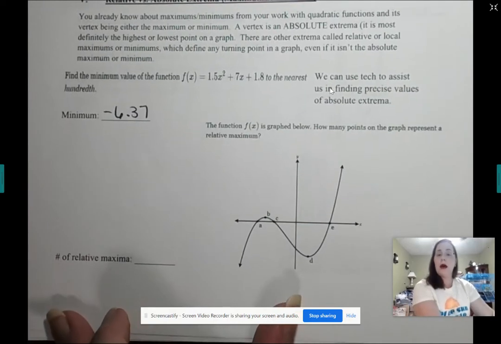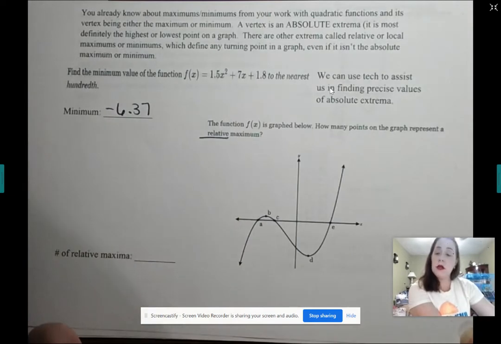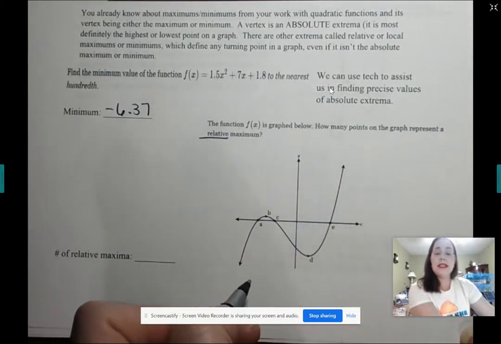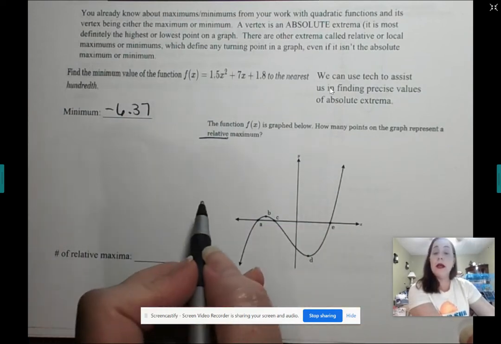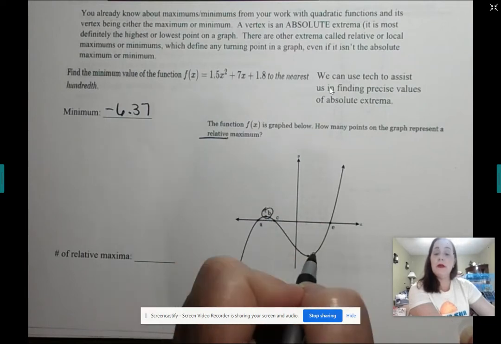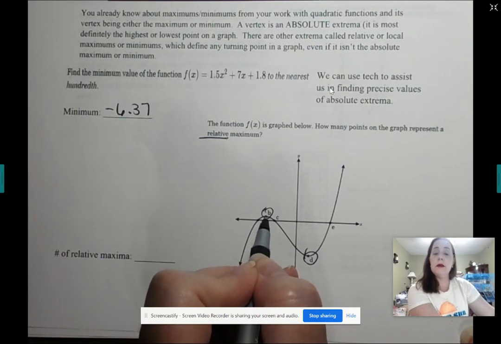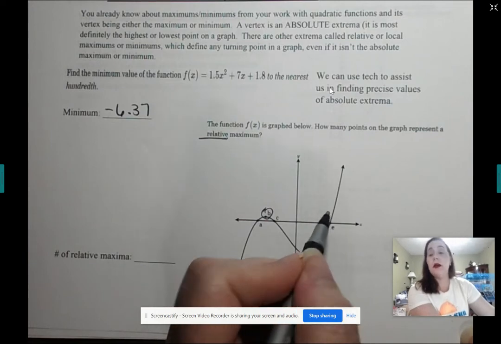Now, if they ask you for how many maximums or minimums there are, pay attention to whether they're asking for absolute or relative / local. If we look at this graph, this is a cubic. It doesn't have an absolute maximum or minimum. It goes down forever, it goes up forever. But it does have a turning point here, and it also has a turning point here. This is called a relative or local maximum. Not the maximum of the whole thing, but of this portion of the graph, it is the highest point. And then we also have a local or relative minimum down here. It is a turning point where it is at its lowest going back up.